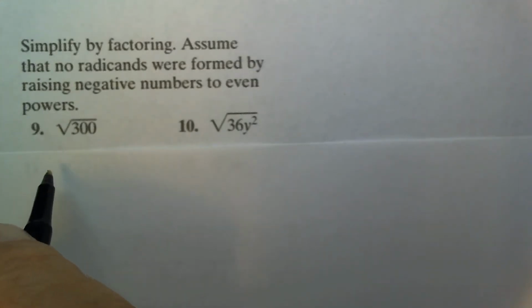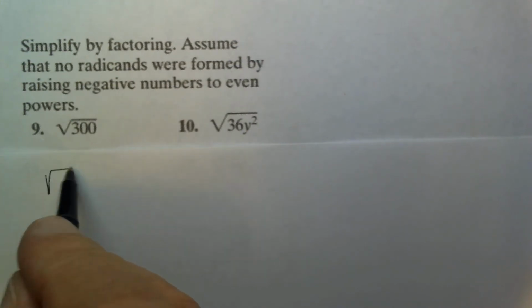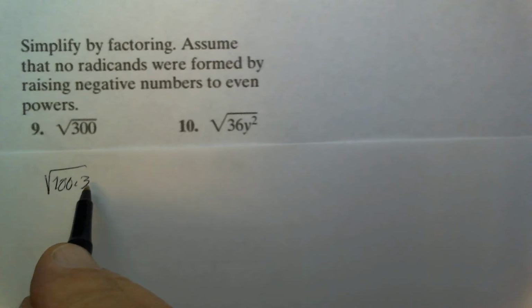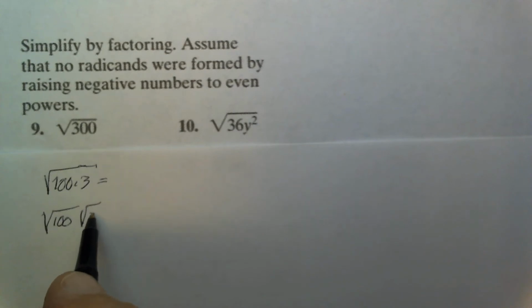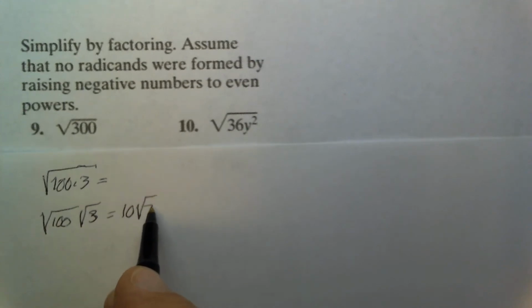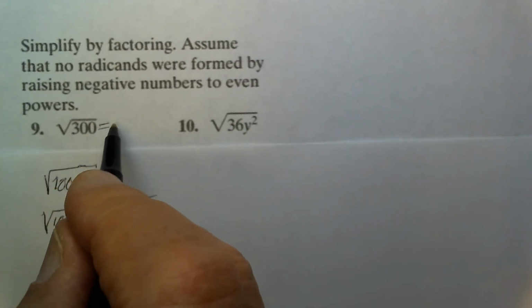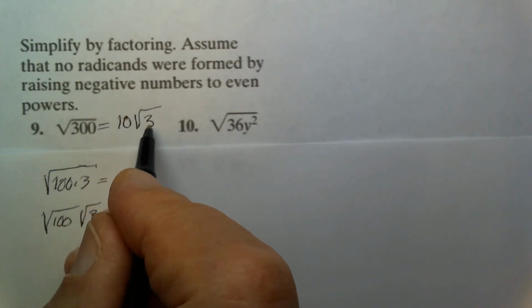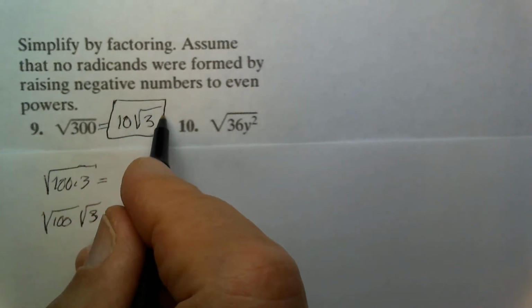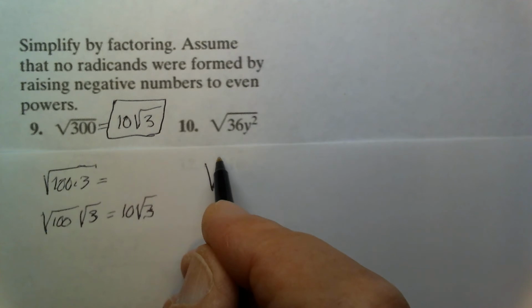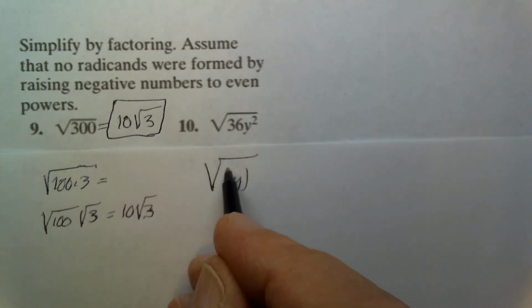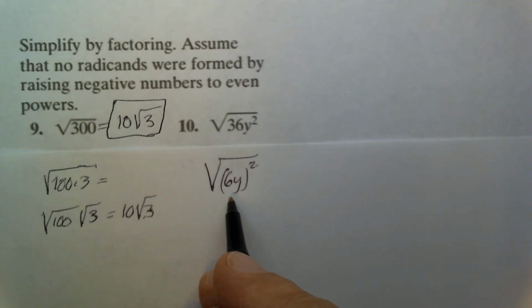So number 9, we can write as the square root of 100 times 3, which is equal to the square root of 100 times the square root of 3. And so the square root of 100 is 10 times the square root of 3. So that's the answer for number 9, 10 times the square root of 3. And we can write 36y squared as 6y squared. So then the square root of 6y squared is simply 6y.